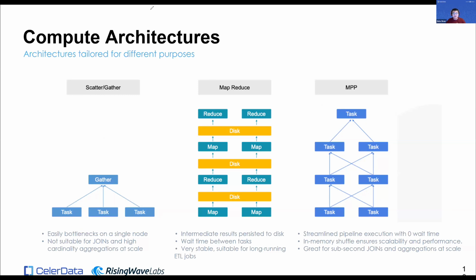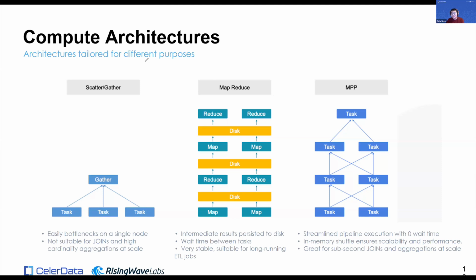So the first kind is scatter-gather. It doesn't have that shuffling service. So when you do a join, your best bet is probably a broadcast join, where you broadcast a smaller table to your biggest table. It really bottlenecks on a single node. It's a very simple architecture that's bulletproof, stable and simple.